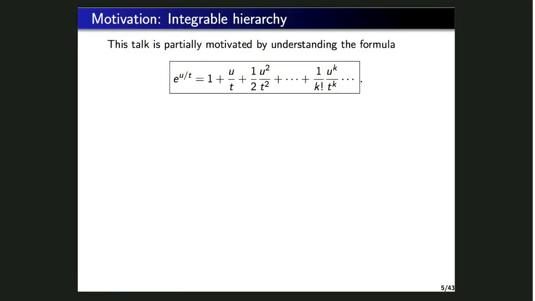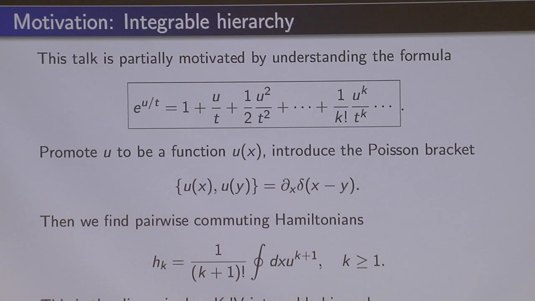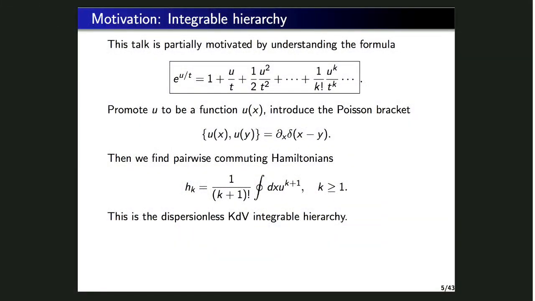So in which sense? First of all, you observe that if you promote the variable u to be a function of one variable, and introduce the Poisson bracket by this formula, so the bracket of u(x) and u(y) is a derivative of a delta function, then you find infinitely many pairwise commuting Hamiltonians. So these functions commute with respect to this Poisson bracket. And actually, this is the dispersionless KdV integrable hierarchy.